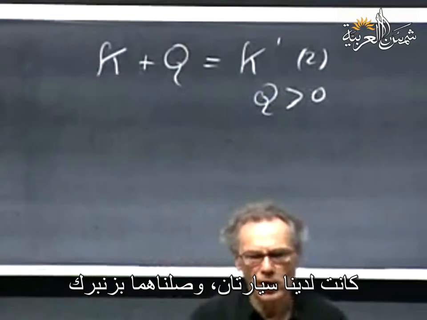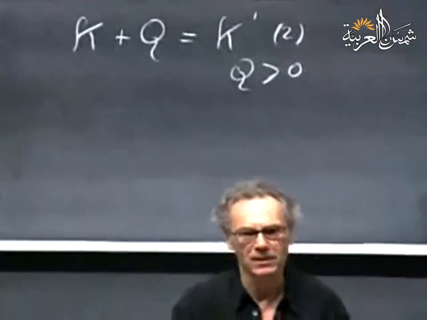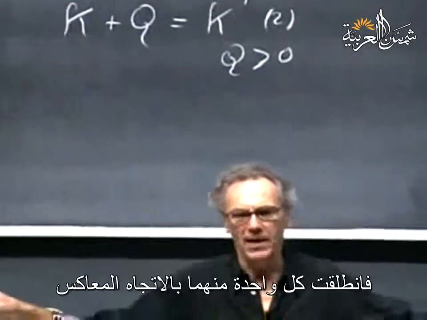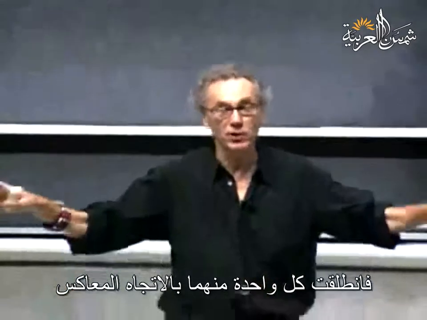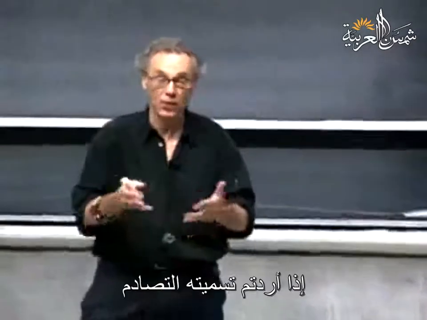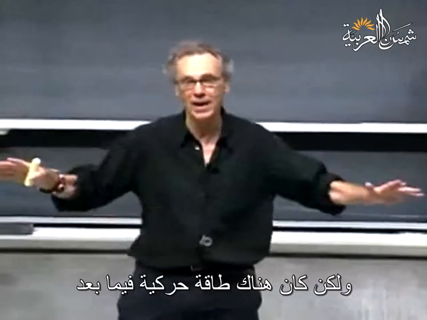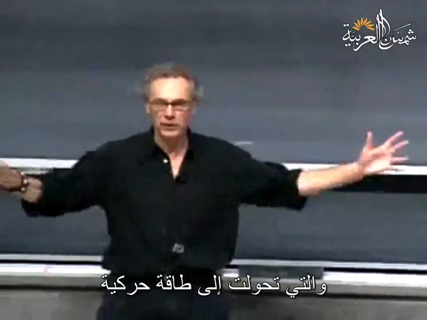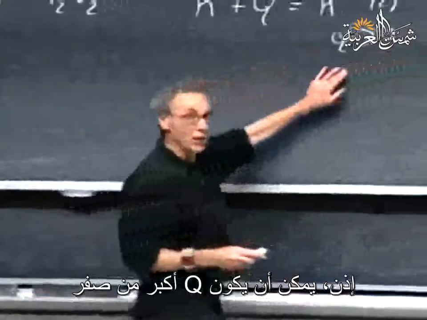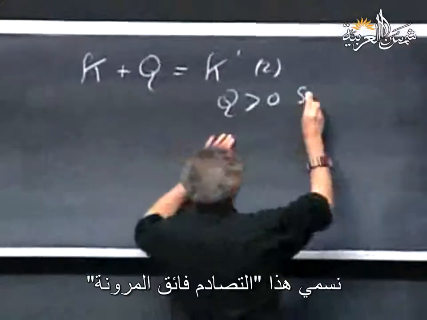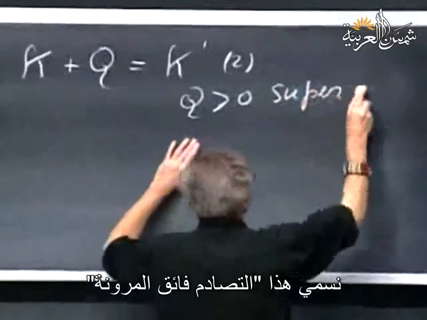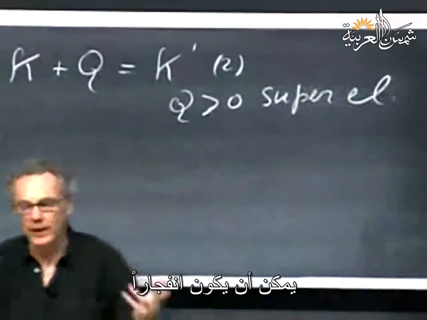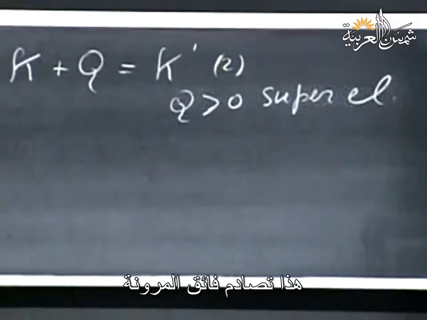We had two cars which were connected by a spring, and we burned the wire, and each went off in the opposite direction. There was no kinetic energy before, if you want to call it a collision, but there was kinetic energy afterwards. That was the potential energy of the spring that was converted into kinetic energy. So Q can be larger than 0. We call that a super elastic collision. Could be an explosion. That's a super elastic collision.